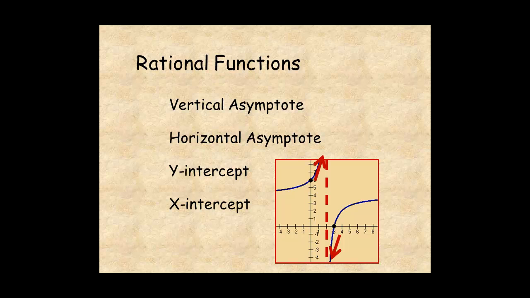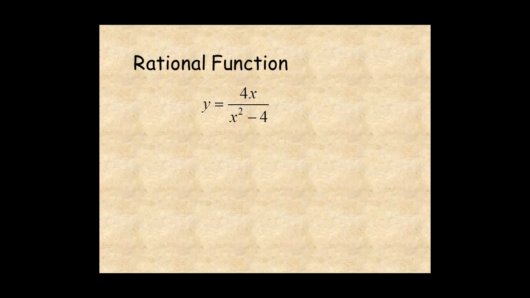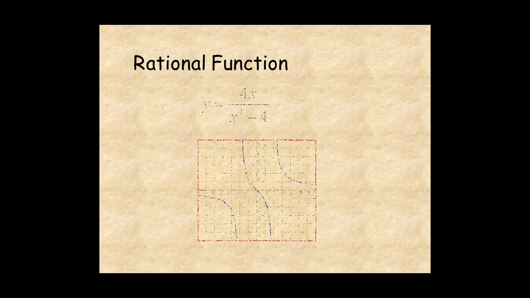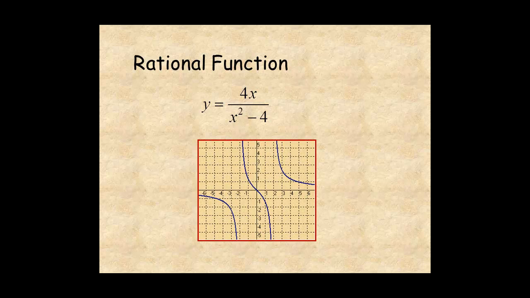The horizontal asymptote is a horizontal line the graph approaches away from the VA, curving down from above or up from below. The y-intercept is where the graph crosses the y-axis, and the x-intercept is where the graph crosses the x-axis. This lesson shows how to graph the rational function y equals 4x over x squared minus 4 and variations of the function.